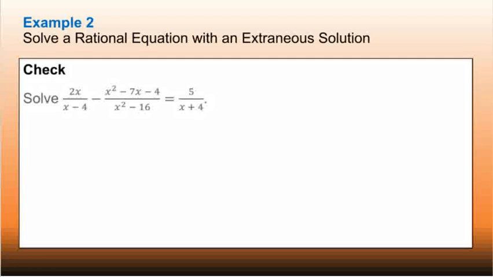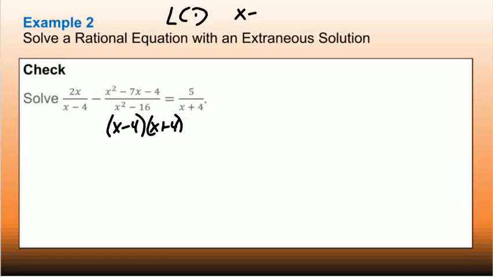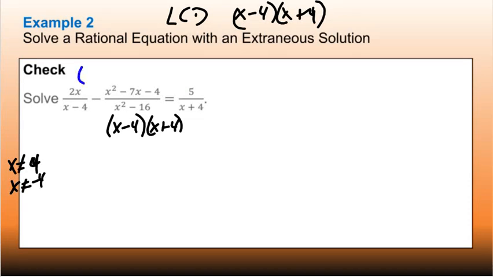Another one, this is a difference of 2 squares, so x minus 4 times x plus 4. So my least common denominator is x minus 4, x plus 4. In my denominator, x cannot equal 4, and it cannot equal negative 4. So keep that in mind here. So here I have to multiply by x plus 4. This one already has it, so nothing.